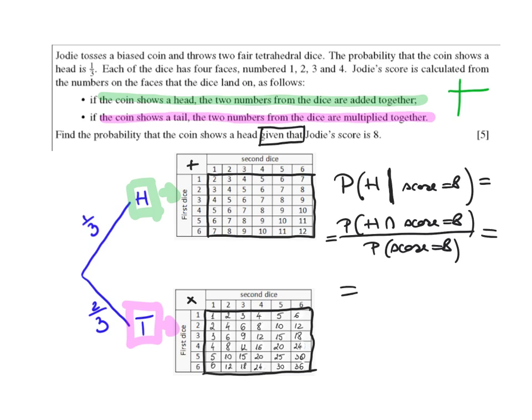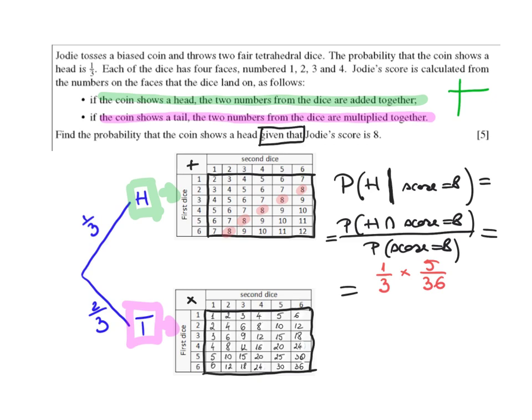Now, what's the probability of tossing a head and the score being 8? Right, so the score is 8. Here, 1, 2, 3, 4, 5 outcomes. So I toss a head and I score 8 in 5 out of 36 outcomes. Therefore, H and scoring of 8 is 1 over 3 times 5 over 36.